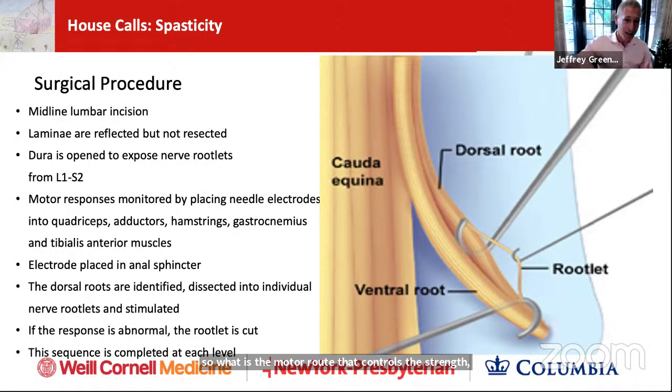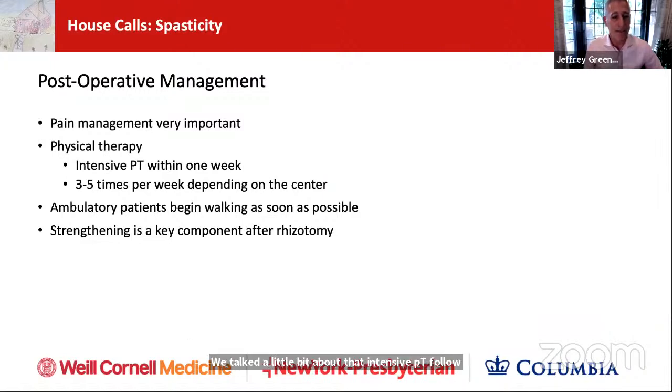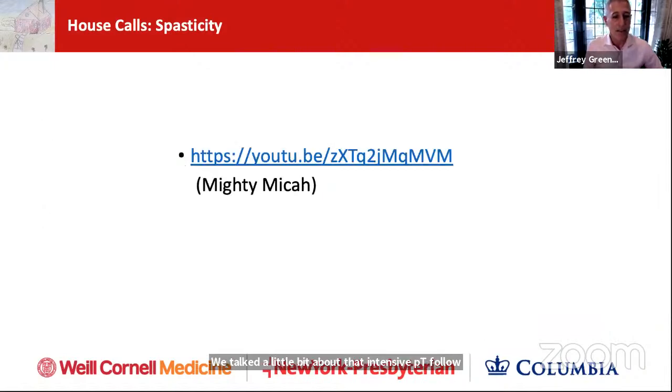Again, that's the arc that Dr. Jones was describing. We can look at them. You can tell them apart very easily. We monitor them to tell which is which. And then we take out these little rootlets from the dorsal portion, the sensory portion of the root, and we snip them when they're abnormal. And that's all it is. It's quite straightforward. It's meticulous and slow, and it's incredibly gratifying when the surgery is over because the results are immediate. And we talked a little bit about that intensive PT following up there and strengthening afterwards.